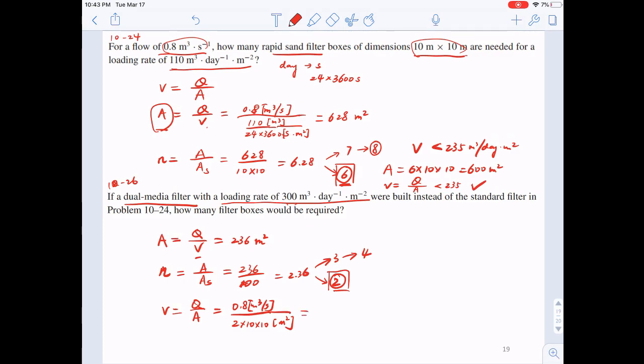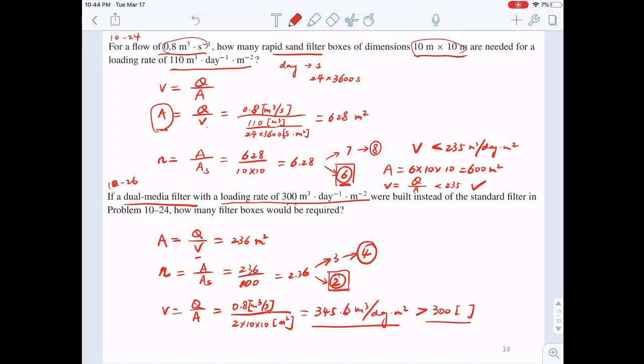If we further convert this second into hours, you can find out that this new loading rate is 345.6 meter cube per day per meter square. So this new loading rate is larger than the maximum loading rate, which means that we cannot be economic here. We cannot choose fewer filters. We have to use a larger number of filters so that we can safely design this filter. It doesn't overload with the water.